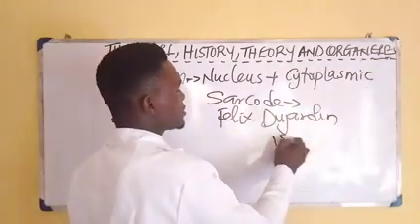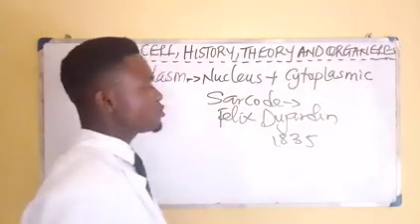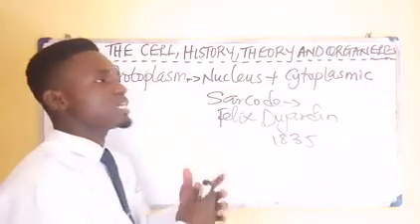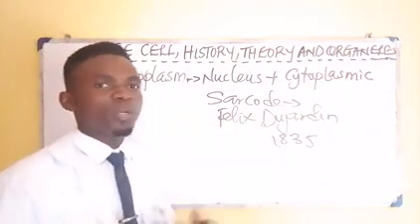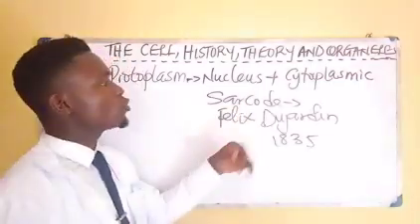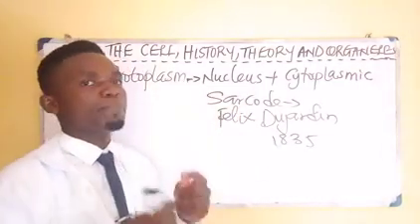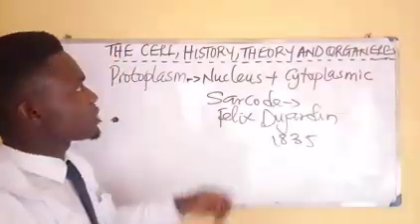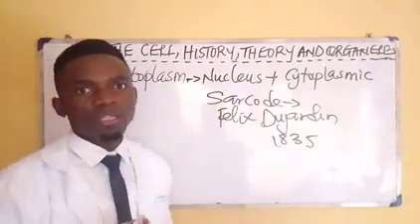In 1835, Felix Dujardin named the living content of the cell sarcode. But as time went on, the sarcode was then called protoplasm by Purkinje and von Mohl. Don't worry, we'll analyze it once we get to the history of the cell.